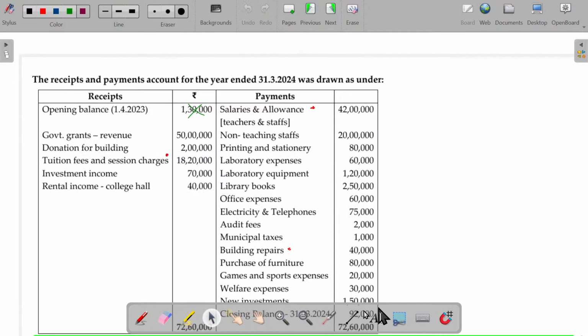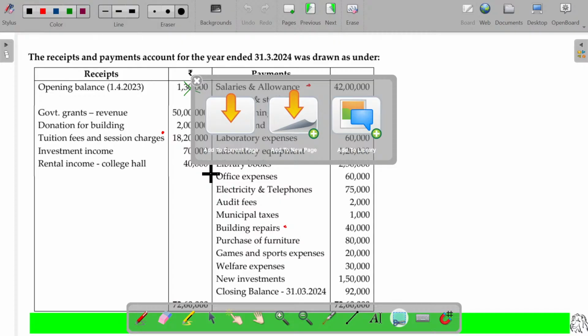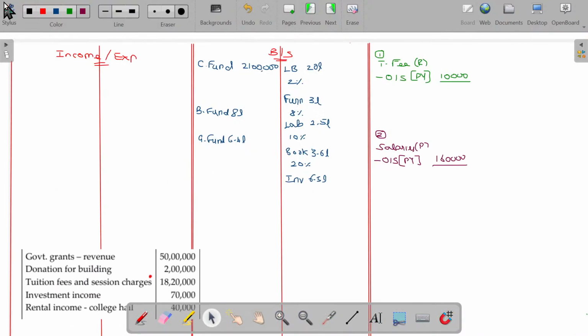Now let's start with the receipt side. In the receipts and payment account to be posted here, the opening balance is not required to be posted. It's mutually cancelled with respect to the cash balance in the opening statement. So the rest of the 5 items are going to be posted here. I'll pick these 5 items to be incorporated one after one.